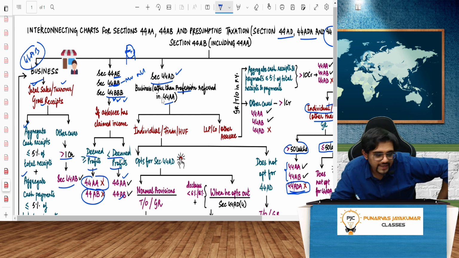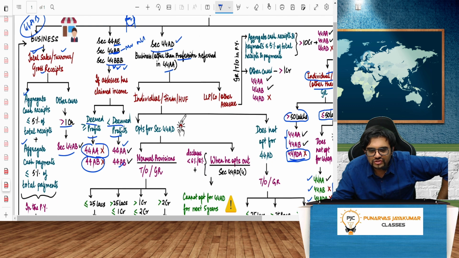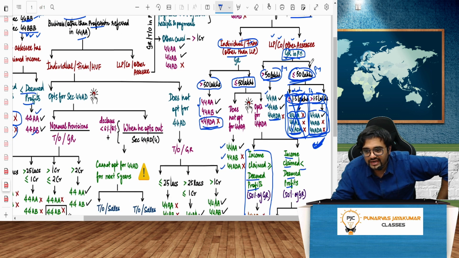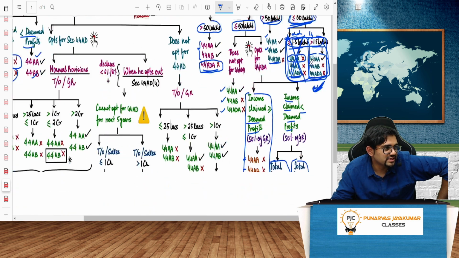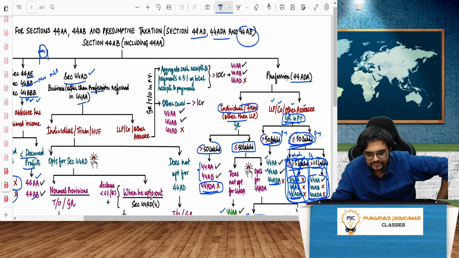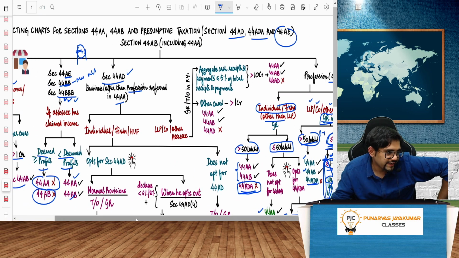Next, 44AD. 44AD is what? 44AD is of course what we have to do now. Then here, 44ADA. In 44ADA, Adai, film actors Adai, right? So profession, easy to remember. Individual, firm we have seen, and LLP, company and other SSC we have seen. That's all. Now the last part, guys, one more deadly one. This chart you see and go chilled out.